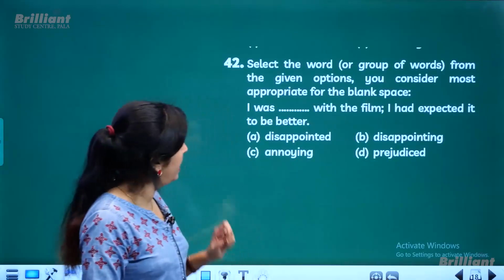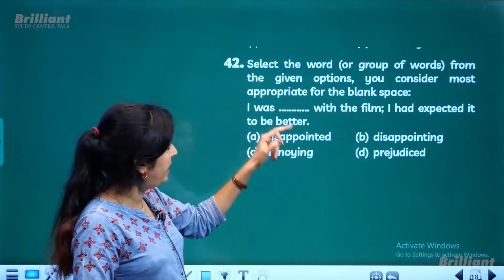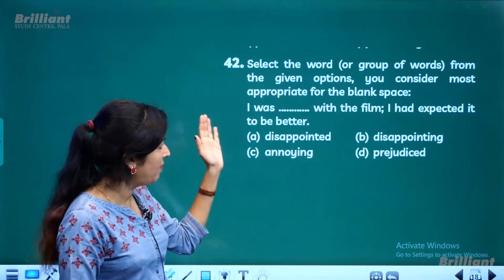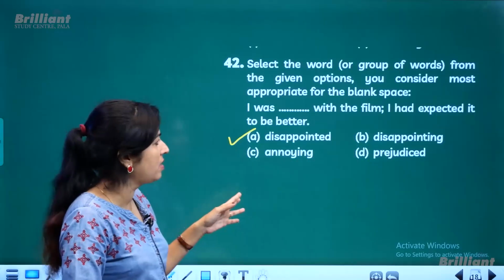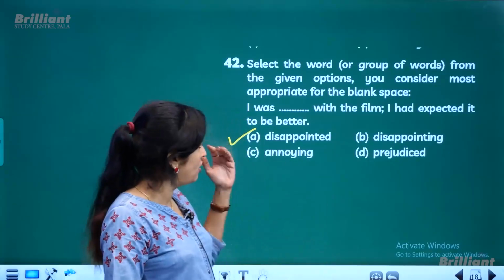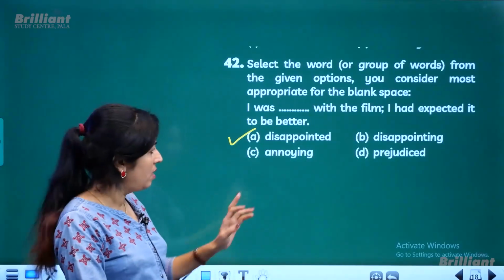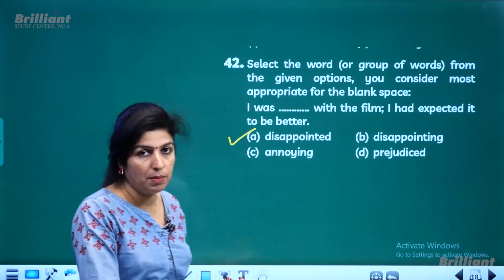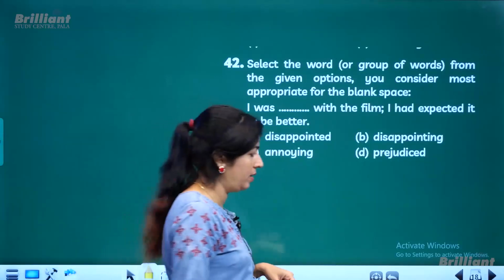Next is select the word with which you can fill this up. I was dashed with the film. I had expected it to be better. So I was disappointed. The ING form is not this. I was really disappointed with this film because I thought it would be good, but it did not turn out to be good. So the ING form cannot be used. Then we have the ED form, disappointed and prejudice. Prejudice has another meaning: biased, you take a judgment beforehand. So disappointed is the correct one.